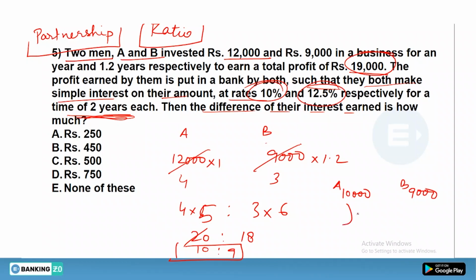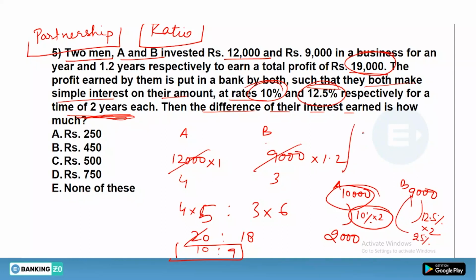As you can see, if 10% per annum is the interest on A's amount, that means in 2 years it will generate 20% interest, which would be 2,000 on 10,000 profit. But B will be generating 12.5% interest. So in 2 years it will be generating 25% of 9,000, which would be equivalent to 2250. Taking the difference between A's interest and B's interest, you will get the answer as 250. So I hope you understood this question.